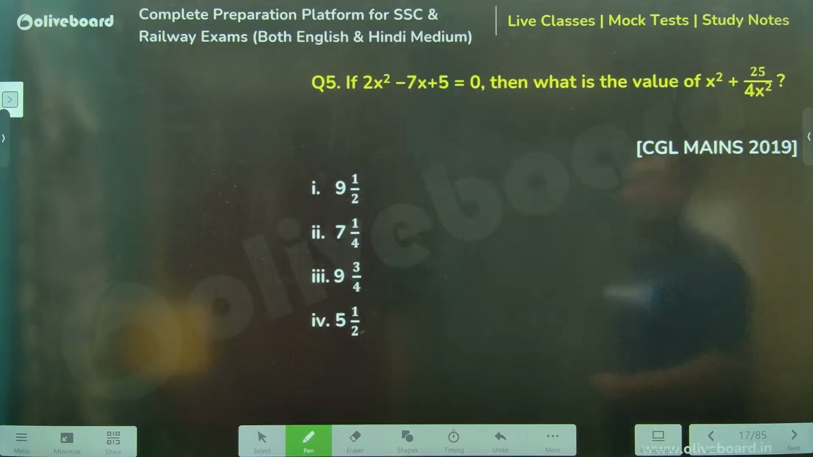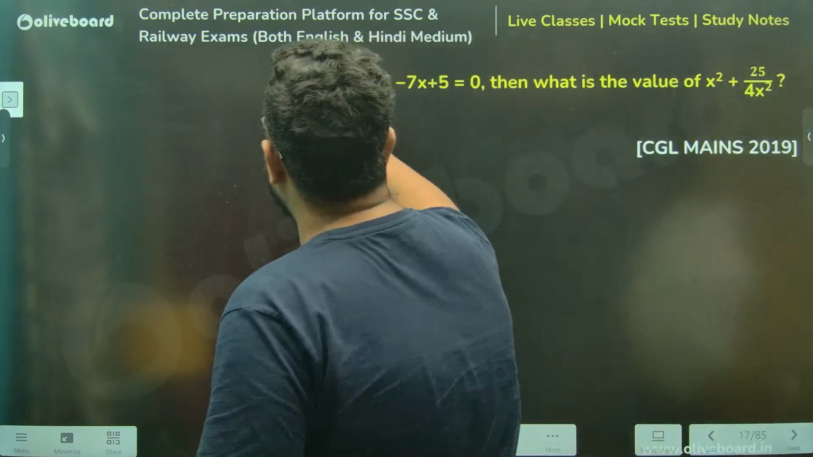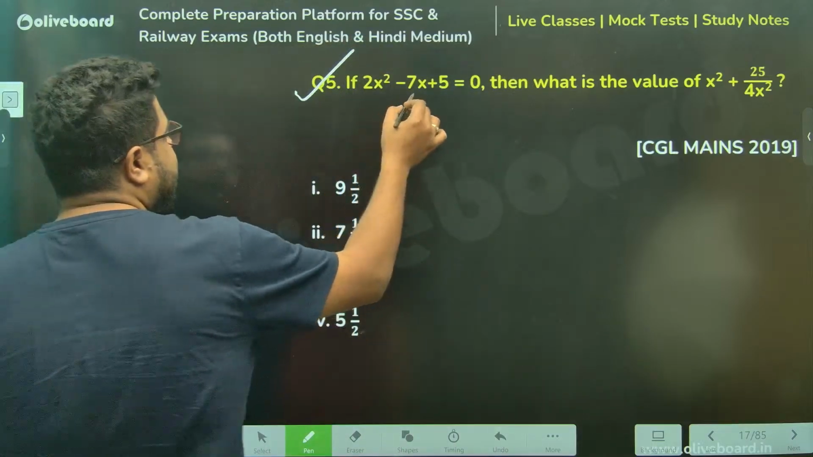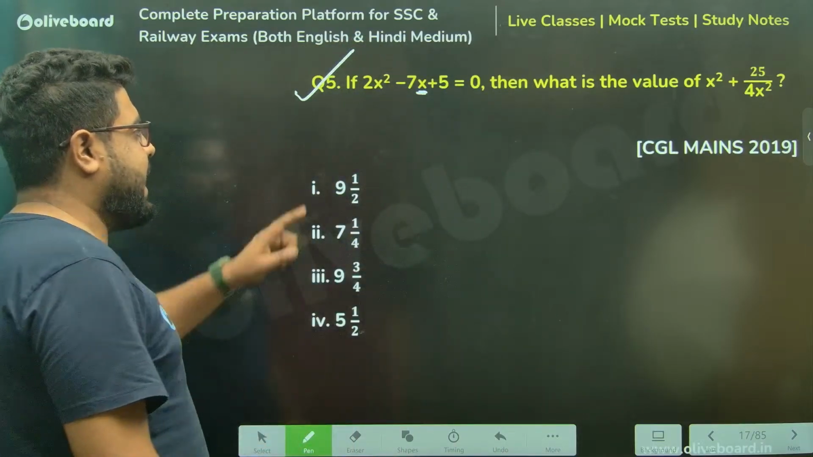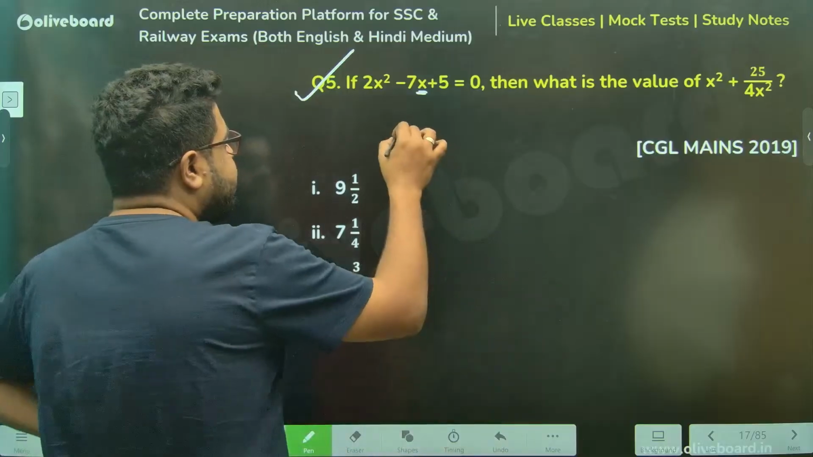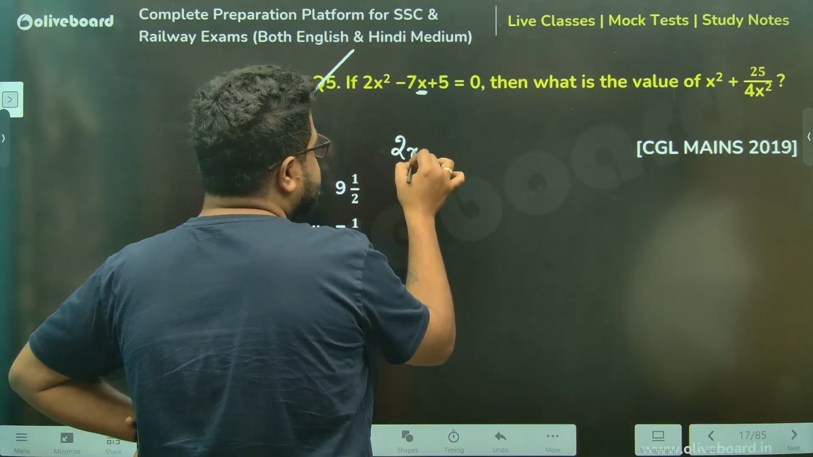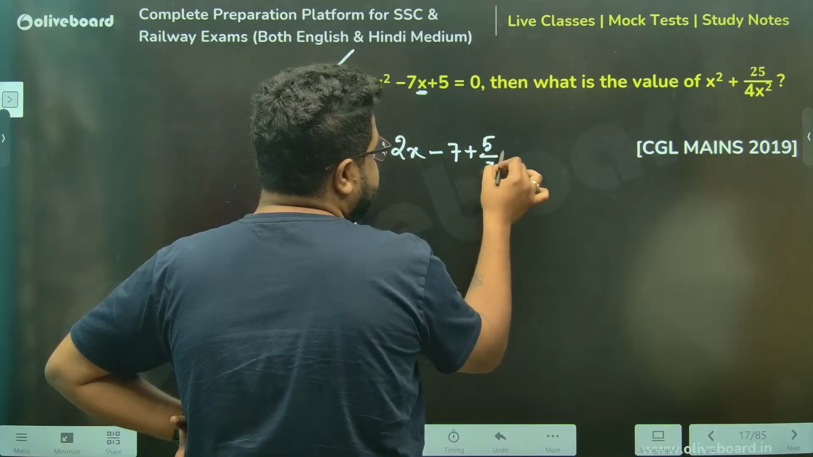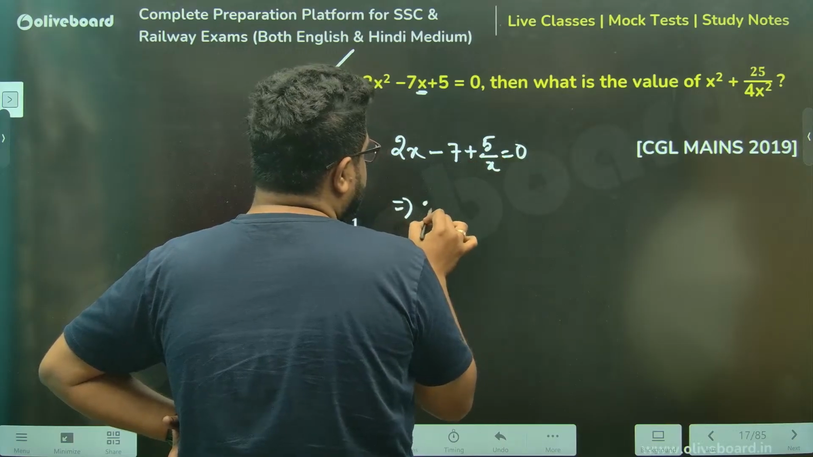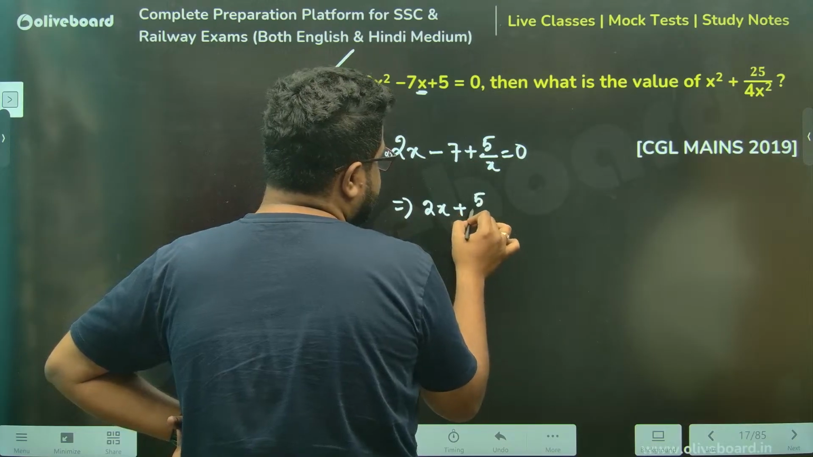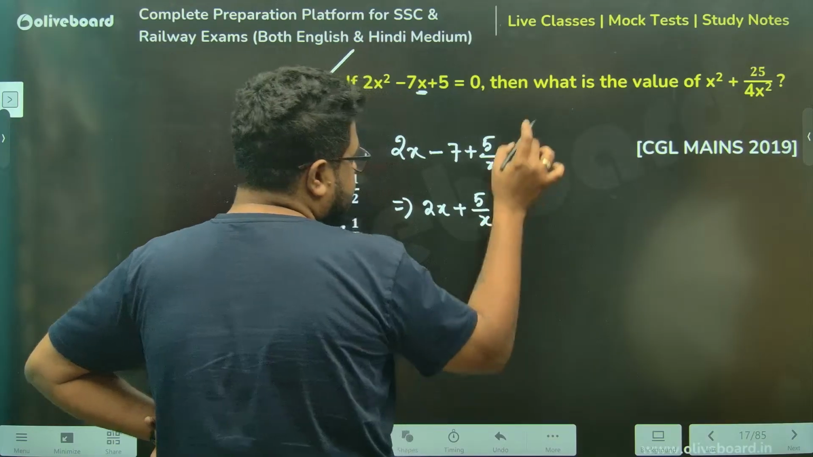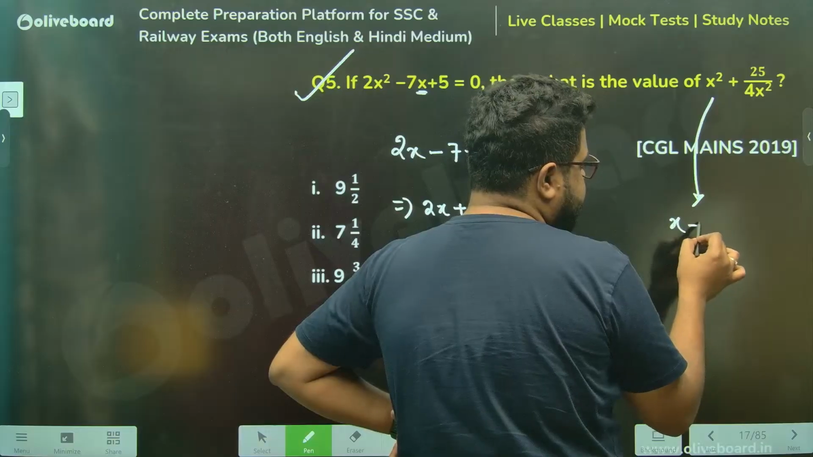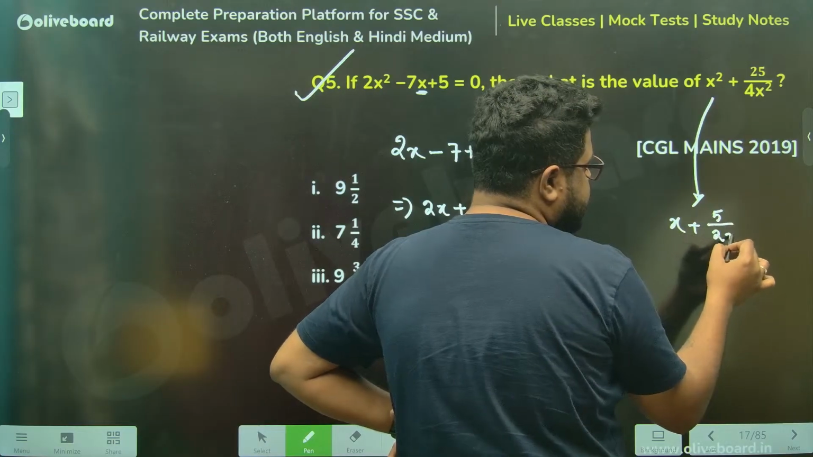Chalo, next one. Sir, sometimes they can ask you questions like this as well. Always in these situations, I'm giving you a hint. Divide by the middle power of x, which is x here. So if I divide by x, it will become 2x minus 7 plus 5 by x is 0. So 2x plus 5 by x is 7. Now again, look at what it is. Sir, the raw material will be x plus 5 by 2x.